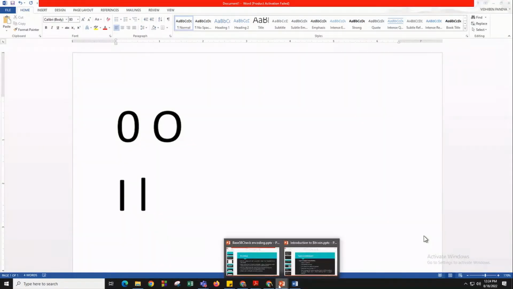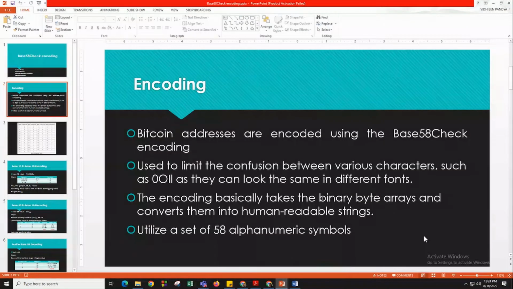So in that we are utilizing base 58. Why 58? Because we are utilizing A to Z alphabet characters, right? So A to Z we have 26, capital and small. A to Z capital 26, A to Z small 26. What is the total? 26 plus 26, how many characters? How many are there?